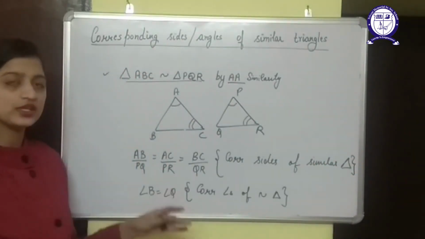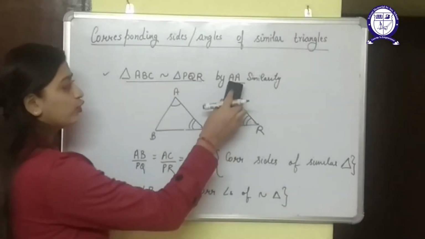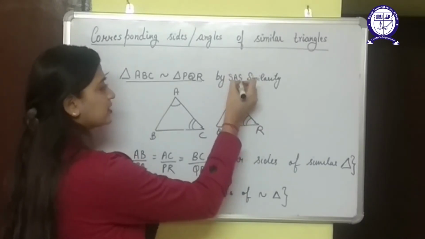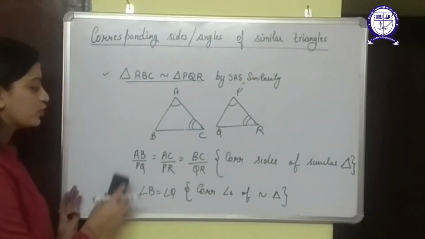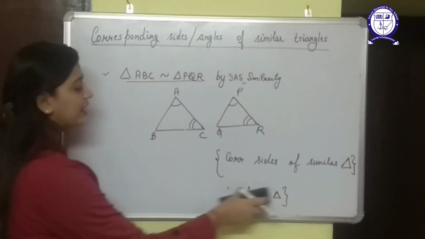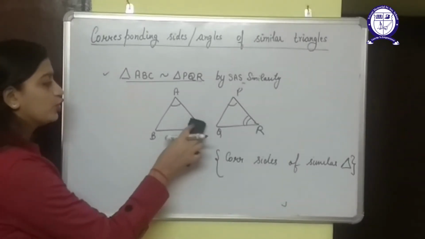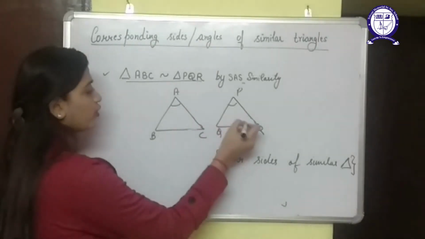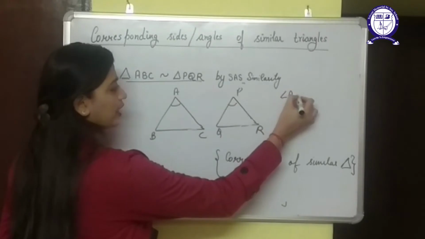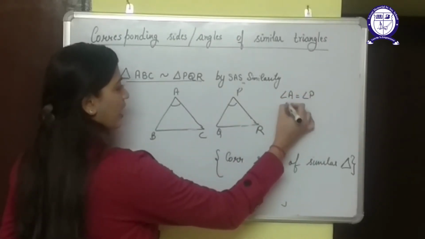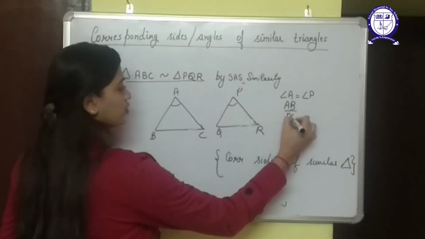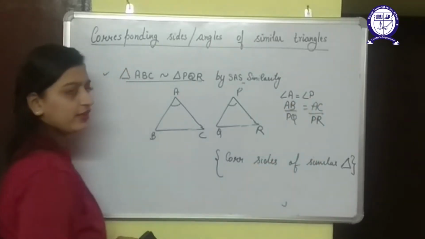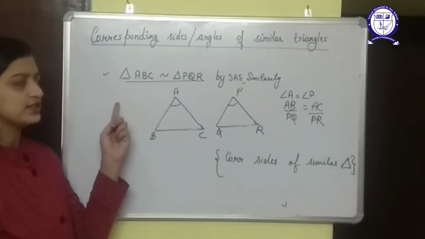Okay. Now similar to this, suppose two triangles are proved similar by the side-angle-side property. Suppose I take angle A equals angle P, and AB upon PQ is equal to AC upon PR. These two things I have taken to prove that the two triangles are similar.